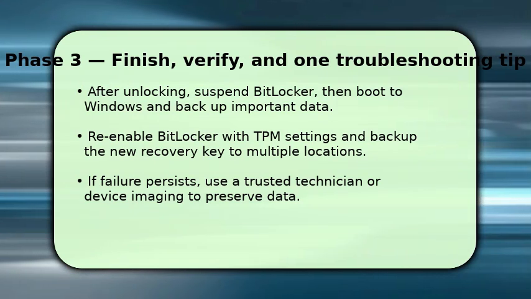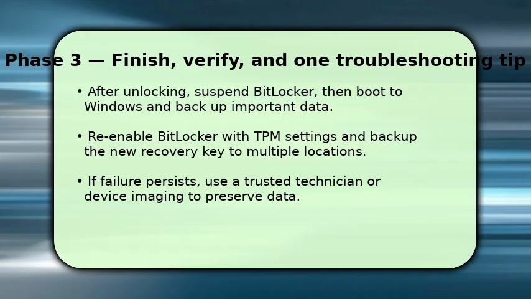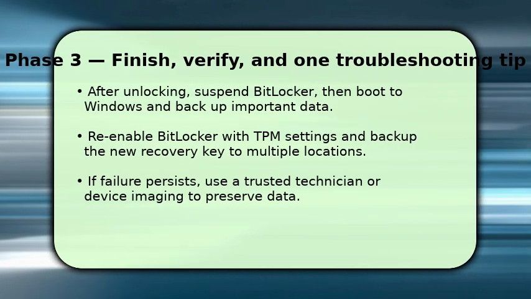Finally, once you unlock the drive, suspend BitLocker temporarily and boot into Windows to verify system integrity, then back up your files immediately. Re-enable BitLocker with correct TPM and PIN settings, and save the new recovery key to your Microsoft account and a secure offline location.